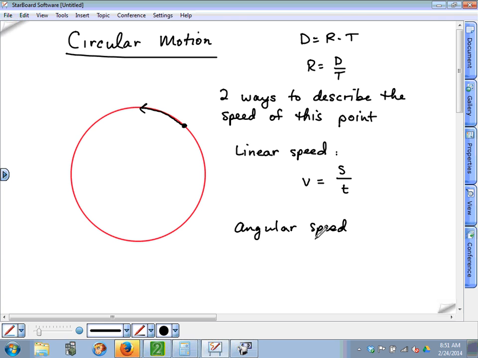RPM would be an example of an angular speed because it's not talking about feet per second, or miles per second. It's talking about revolutions per minute. That's how many times it turns, given a unit of measure. So angular speed is given by the Greek letter omega. It looks like a W, but it's a Greek letter. Omega is equal to not S for arc length, but theta for angle measure. How many radians does it turn divided by any given unit of time?